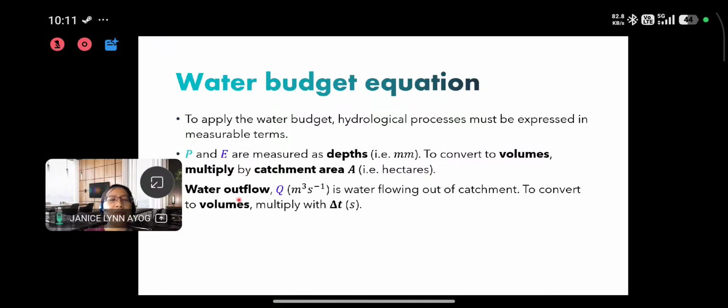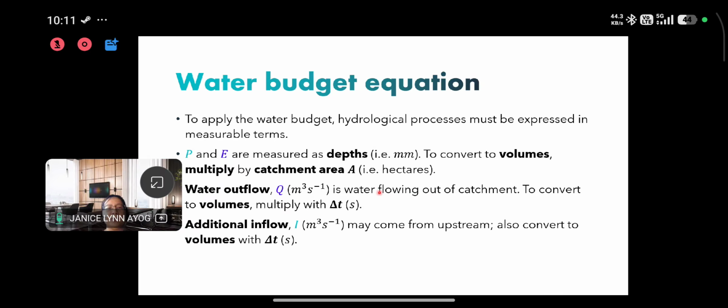Now, water outflow, basically the outflow from the catchment, we denote as Q, and the unit is cubic meter per second. To convert that into volume, you multiply by delta T, meaning you need to know for how long the outflow is contributing. Is it monthly, weekly, or daily? You need to know what delta T is, and multiply it with Q to get the volume.